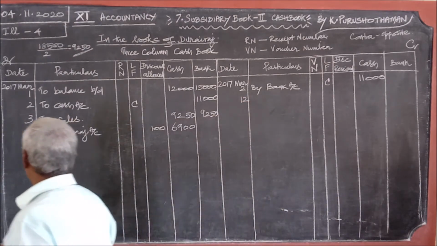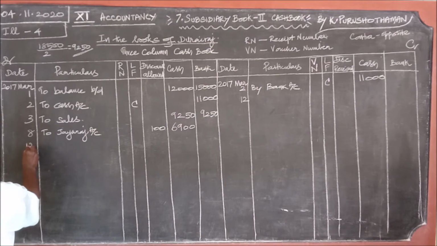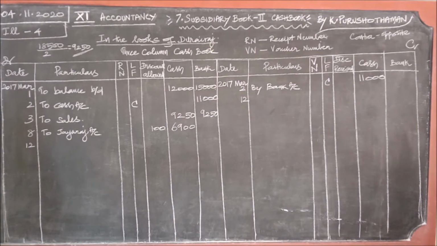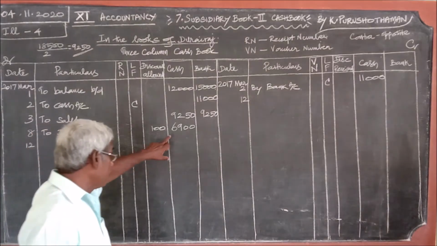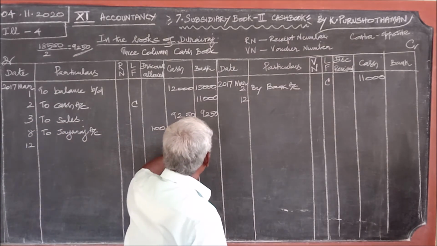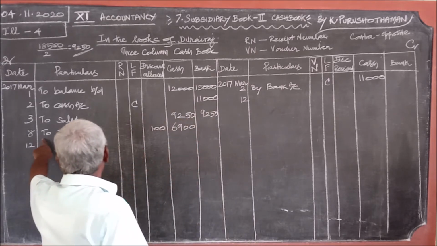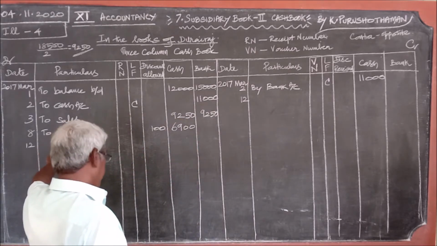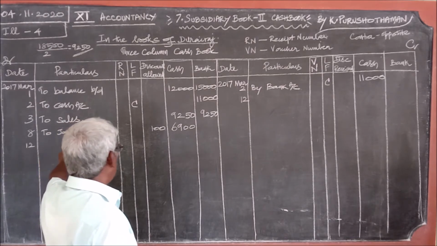This also you should listen carefully. Why am I repeating again and again? When you receive a check, you are treating the check as if you are receiving cash. If the check had been received and deposited in the bank on the same day, the amount would have come here. But what happens? Jayaraj's check was received on the 8th, but it was sent to bank on the 12th only.